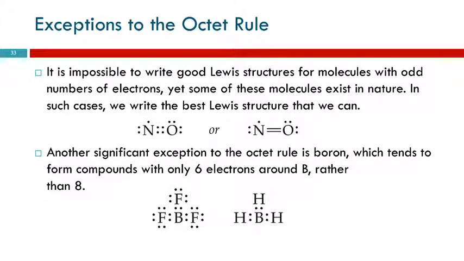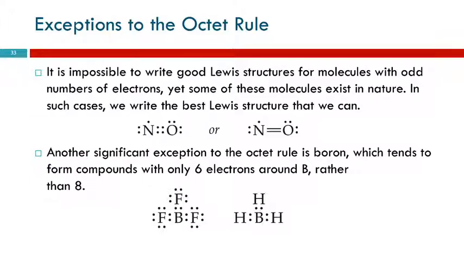So the octet rule, if there's a rule, there's got to be some exceptions, right? So sometimes you can't make a good Lewis structure because there's an odd number of electrons. And there's no way that you can do it. So nitrogen monoxide is an example. Nitrogen has 5 valence electrons. Oxygen has 6. 5 plus 6 is 11. It's an odd number. So what do?